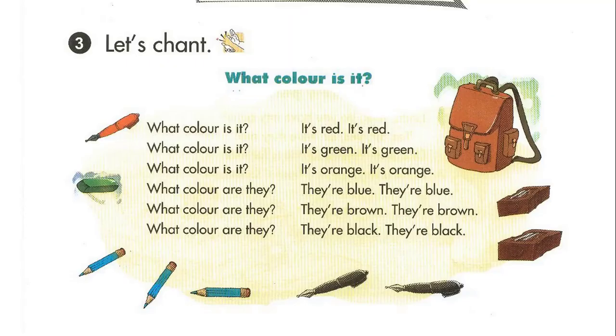Page 62. Activity 3. Let's chant. What colour is it? 1, 2, 3, 4. What colour is it? It's red. What colour is it? It's green. What colour is it? It's orange. What colour are they? They're blue. What colour are they? They're brown. What colour are they? They're black.